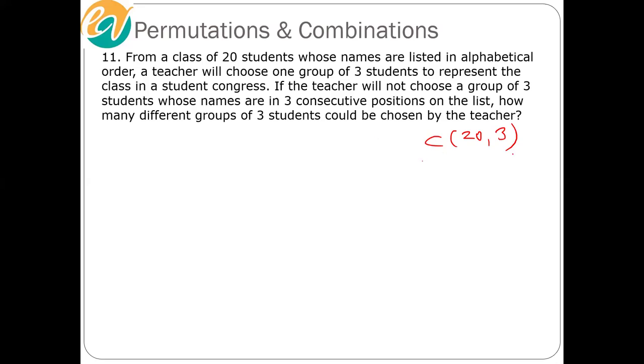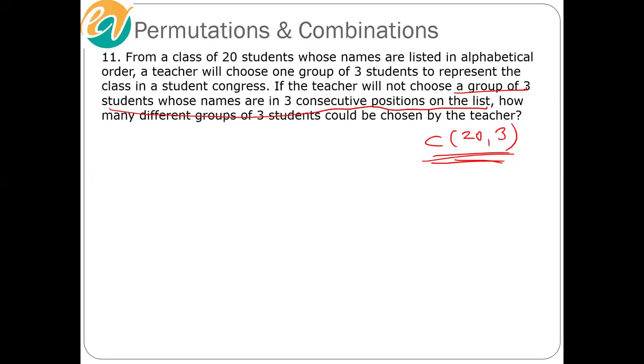So out of these, obviously, what will we subtract? We'll subtract the total number of groups of 3 students whose names are in 3 consecutive positions on the list. Do you agree? From this total number, we will subtract the total number of groups of 3 students whose names are in 3 consecutive positions, because this is what the teacher does not want to be included. Are you guys with me?